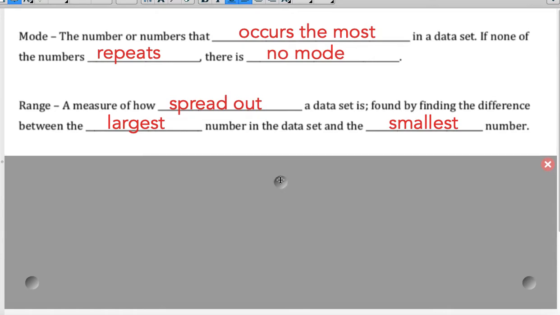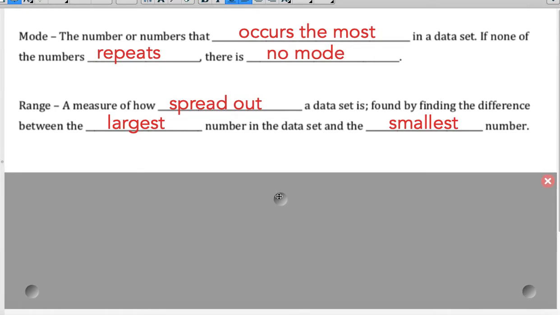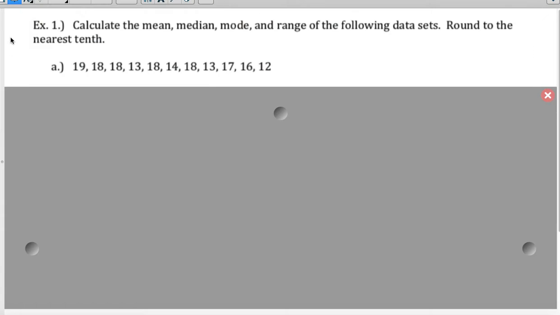And so we're not just finding the mean, median, mode, and range in this unit, but we're really analyzing data sets and looking at the numbers and being able to make conclusions about the numbers that we get. So let's go ahead and try a couple examples together. Example number 1 says calculate the mean, median, mode, and range of the following data set, round to the nearest tenth when necessary.